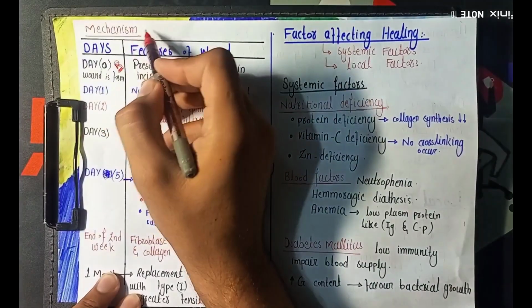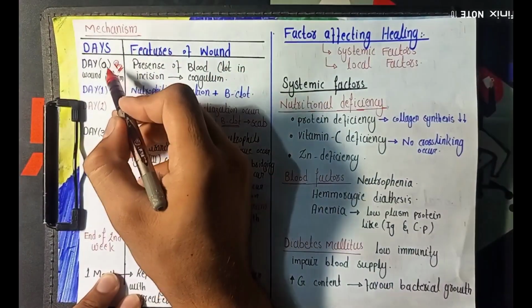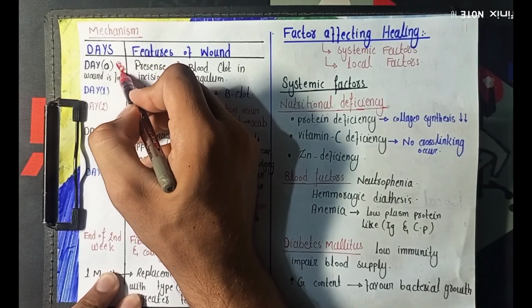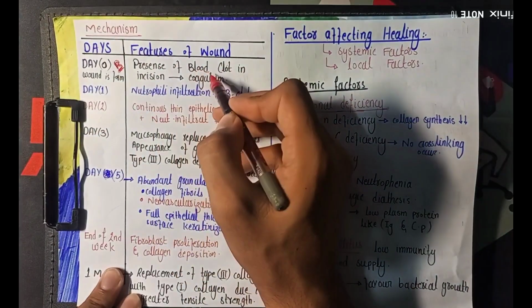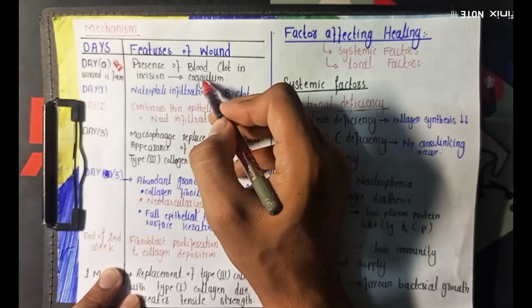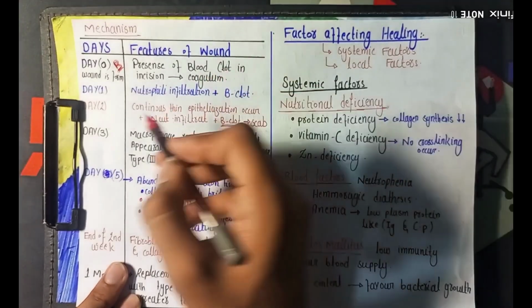So now we talk about the mechanism of the wound healing. On day zero, when the injury has occurred, initially there will be bleeding from the injured site, followed by formation of the blood clot in the incised area. And this blood clot is known as coagulum that occurs due to activation of platelets and the coagulation factors.